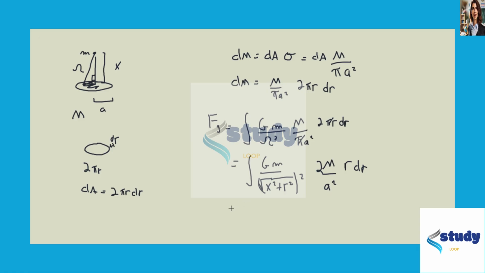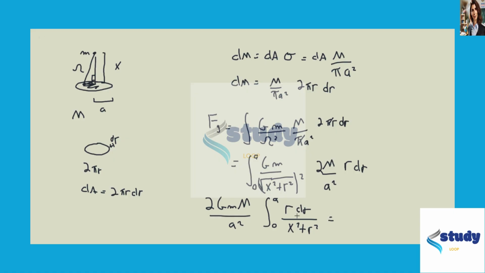So we can bring out some of these constants. We'll have 2 times G little m big M over a squared, and we're just left with our integral of r dr. And then this square gets rid of the square root, so just over x squared plus r squared. Originally this was over the whole mass of the disk, but when we change things to r, now we're going from 0 to a. So from rings that have no circumference all the way out to rings that are the full circumference of the disk. So from 0 to a.